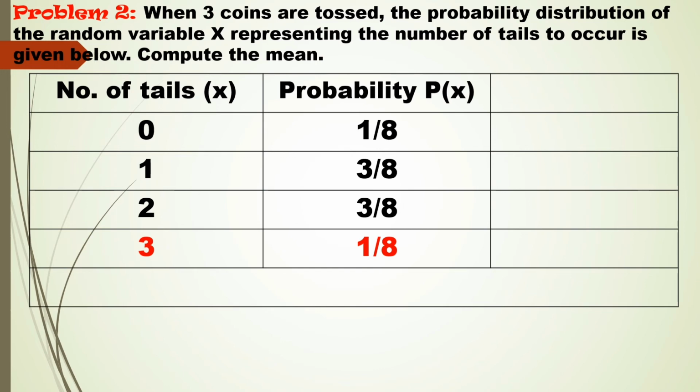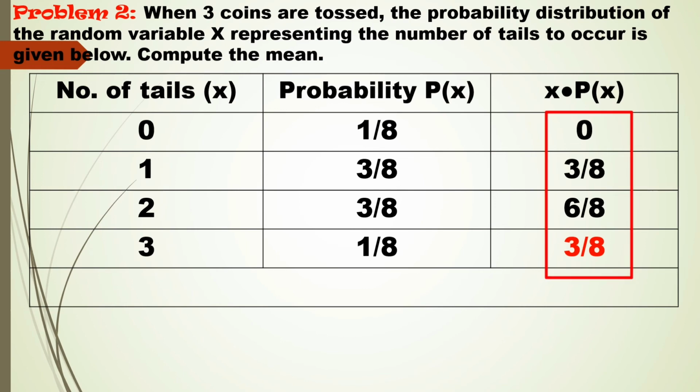As usual, we will add the column 3 for the product of x and P of x. 0 times 1/8 equals 0. 1 times 3/8 equals 3/8. 2 times 3/8 equals 6/8. 3 times 1/8 equals 3/8.